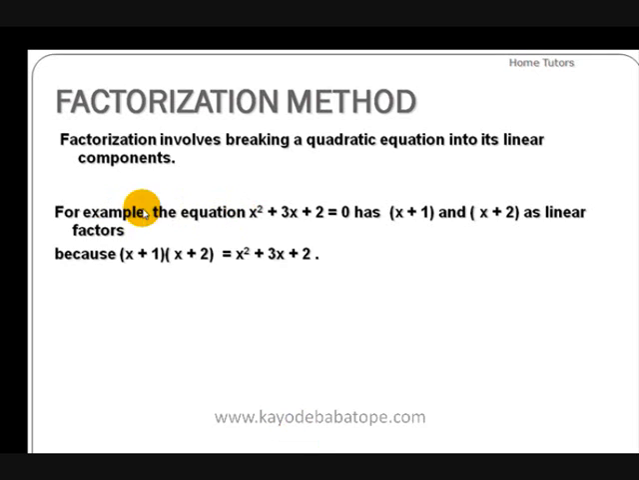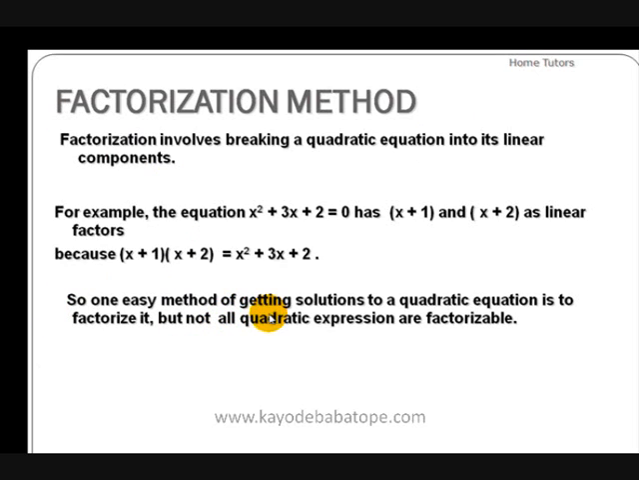Okay, so for example, the equation x squared plus 3x plus 2 equals 0 can be rewritten as (x plus 1) into (x plus 2) equals 0. Now this equation has been rewritten in terms of 2 linear components, because here we have x, here we have x. We no longer have x raised to power 2. Okay, so factorization involves breaking down a quadratic equation into its linear components.